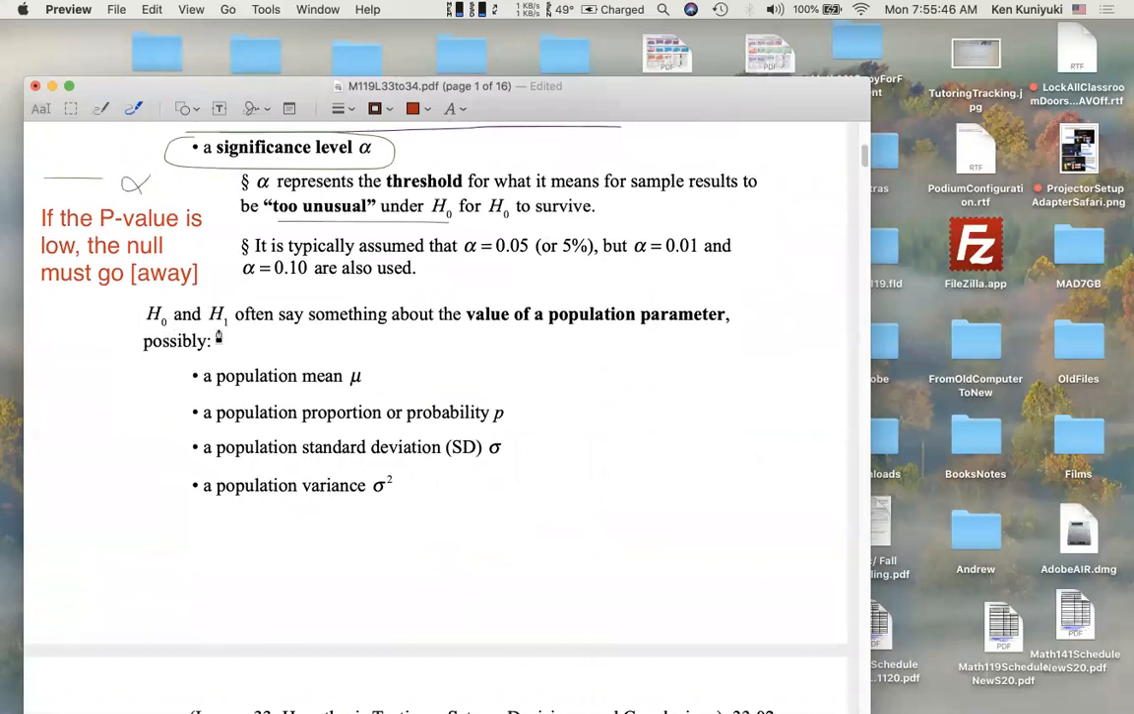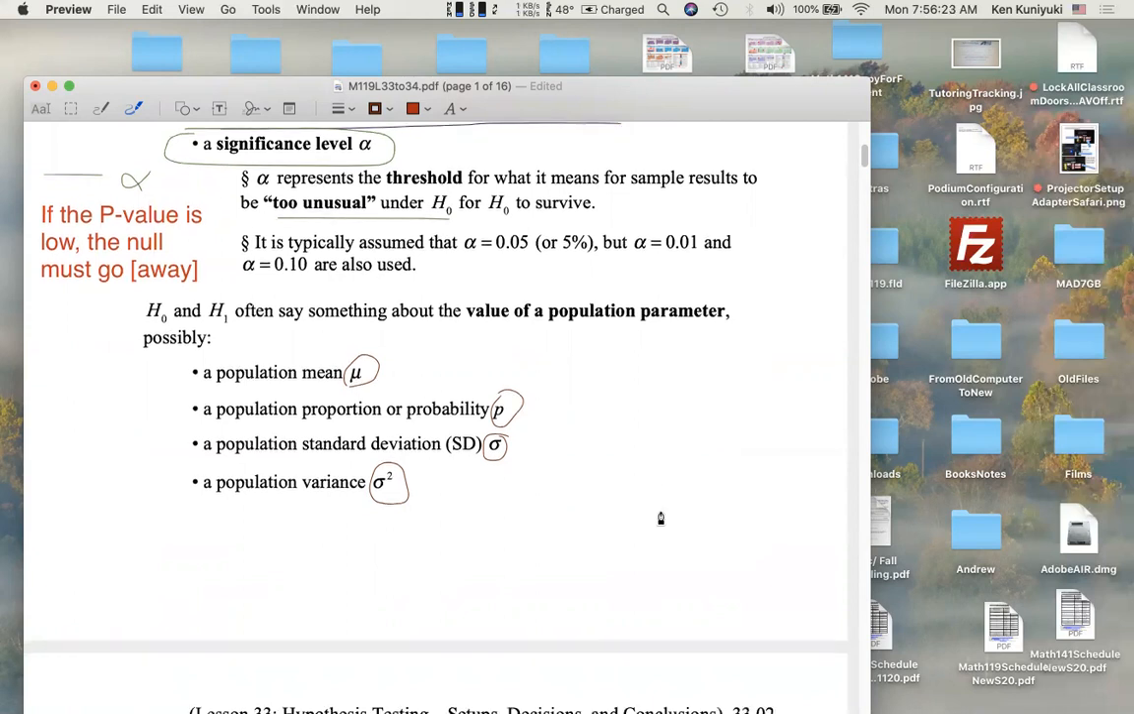The null hypothesis and the alternative hypothesis often say something about the value of a population parameter, possibly a population mean, mu, p, a population probability or proportion, sigma, a population standard deviation, or sigma squared, a population variance. Later on, we will talk about other types of null hypotheses, but the basic old school type of null hypothesis would say the value of a population parameter is some number. The mean is 70 points. P is 0.5, something like that.